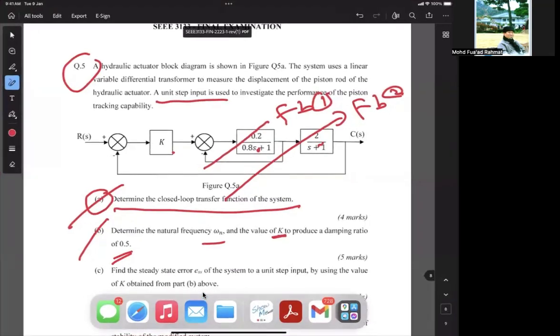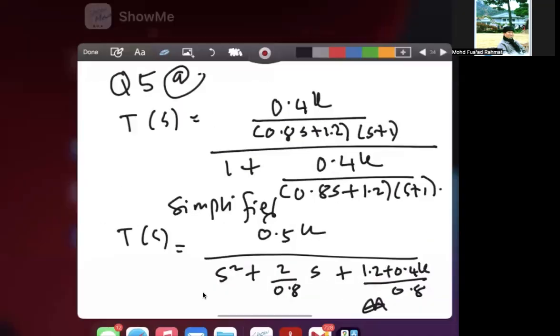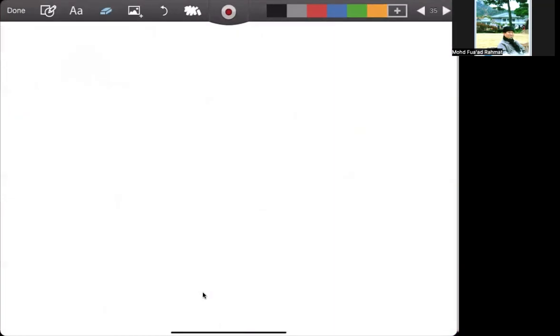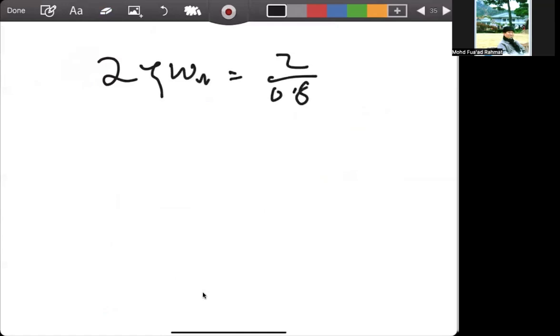Right. So what you should do is 2 zeta omega n equals 0.8. Okay, so zeta is 0.5. That's why your omega n is equal to 2.5 radian per second.